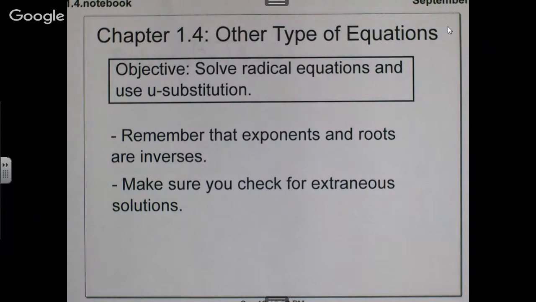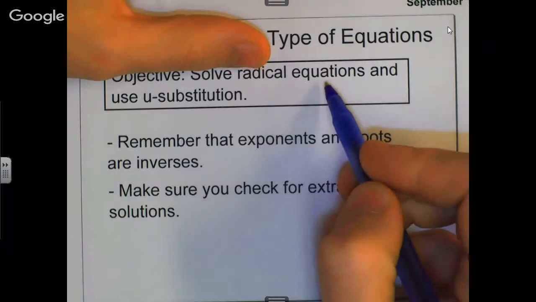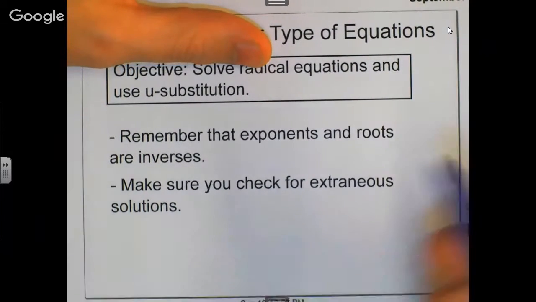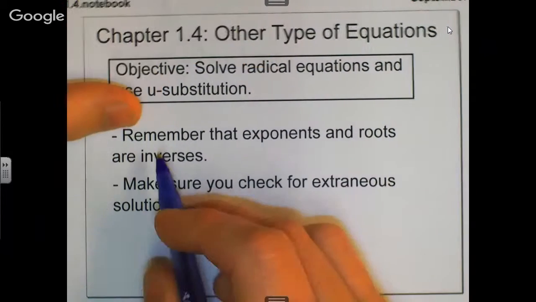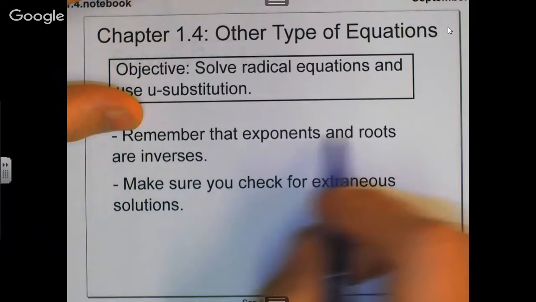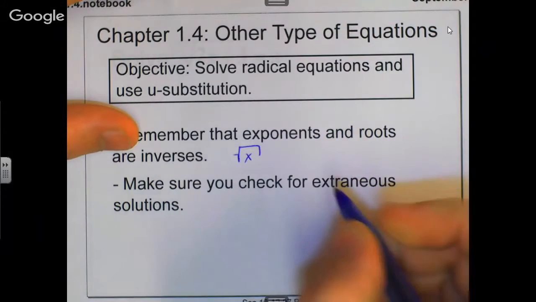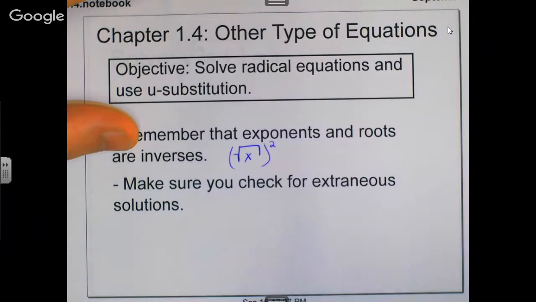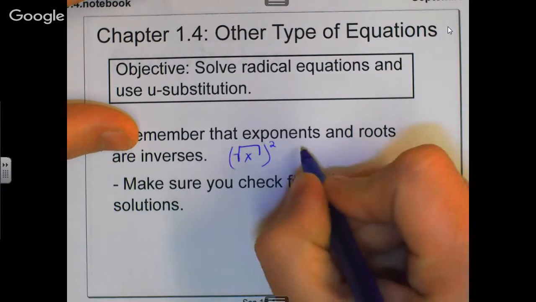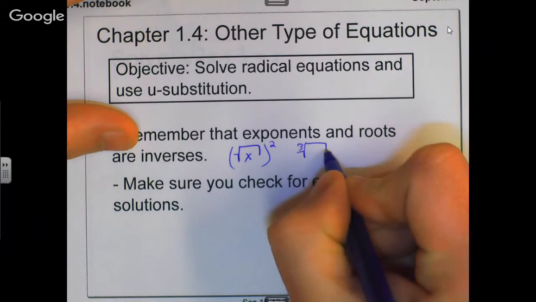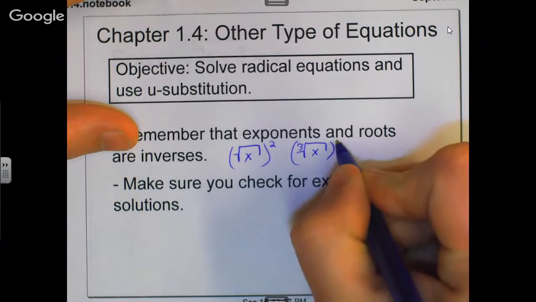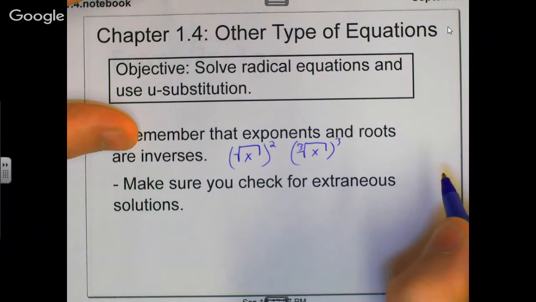Okay. Now, radical equations are simply equations with radicals, square roots, third roots, that kind of thing. So remember that exponents and roots are inverses. So if I have the square root, okay, the inverse of that would be the square. They cancel each other out. If I have the third root, okay, in order to cancel that, I'd take the third power.